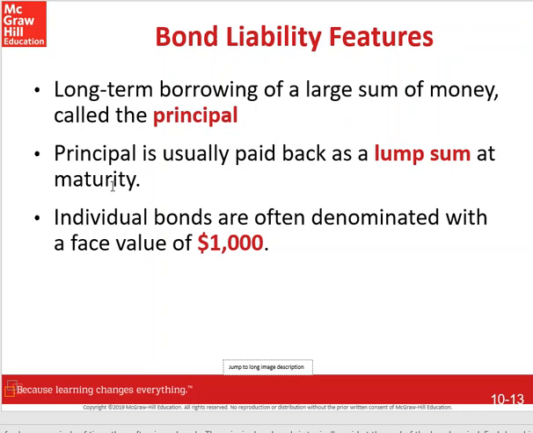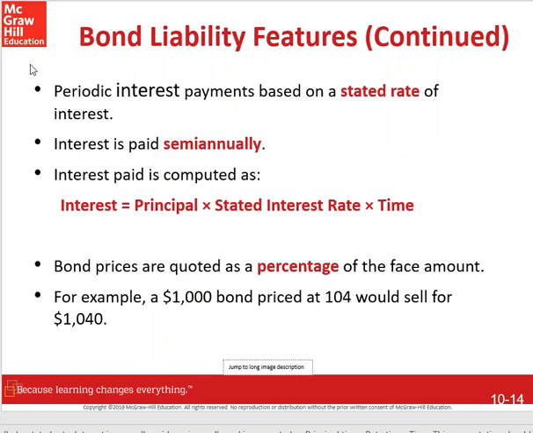So we're not making payments on it as we go. We're going to be paying interest on it as we go, but the principal will be paid back as a lump at the maturity date. And then this is just info you're expected to know. Individual bonds are denominated with a face value of 1,000. So that's your default assumption unless you're told something different, unless a particular problem tells you otherwise.